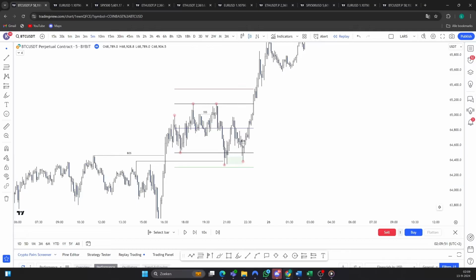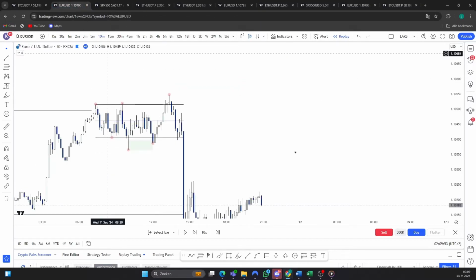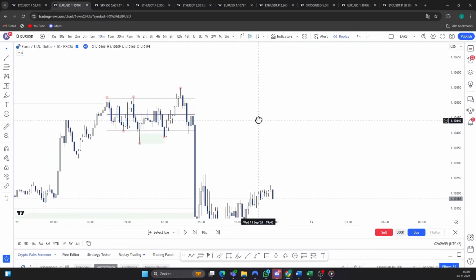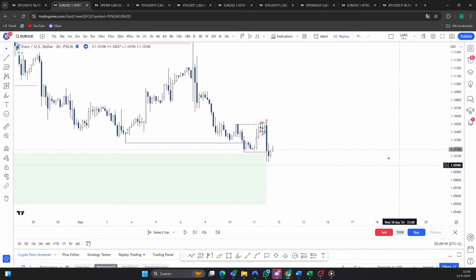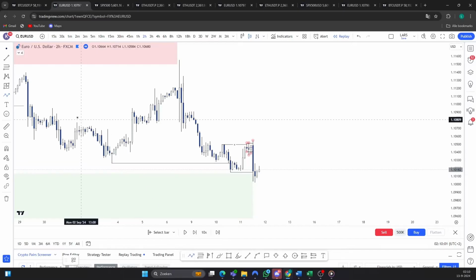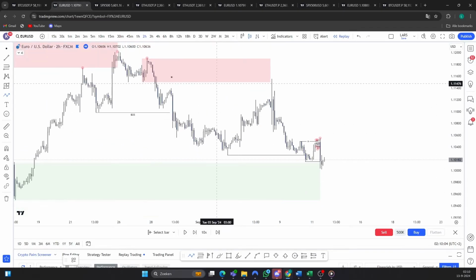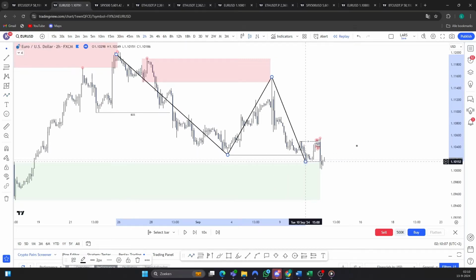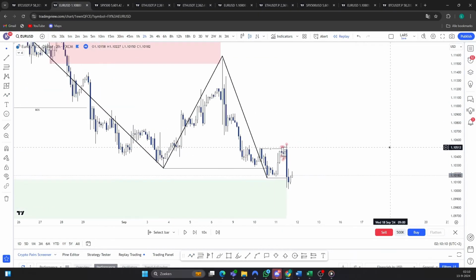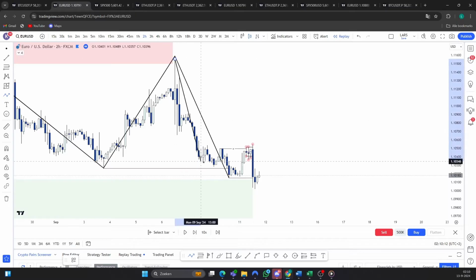Now, another example is right here on Euro, okay? So if we want to build some context on Euro, we were basically downtrending, okay? We were downtrending in a macro trend down, lower highs and lower lows, where this was our most local downtrend of lower high and lower low right here. Let's make that red.